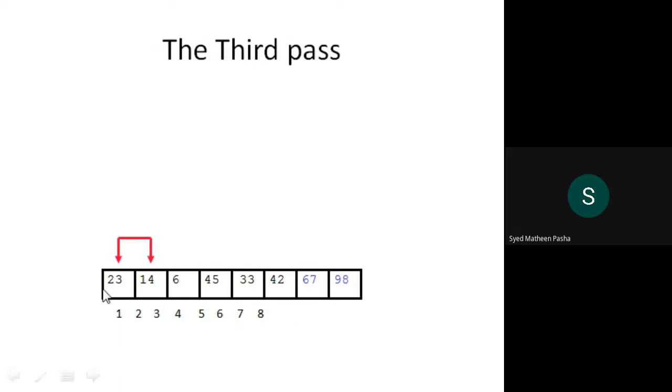You can see how many numbers there are? 3, 6, 7, 8. There are 8 numbers. What is the number of passes? The number of passes is 7. That is 8 minus 1, which is 7. So 7 passes should be done.